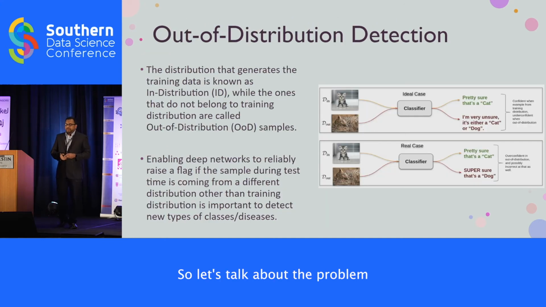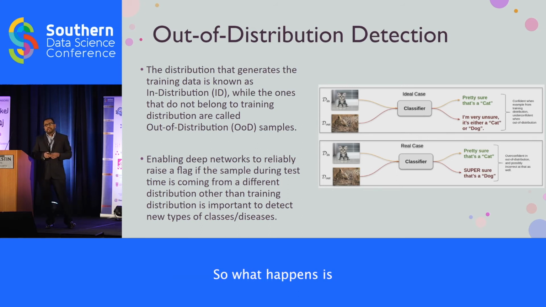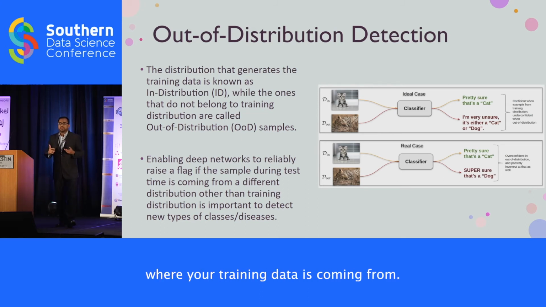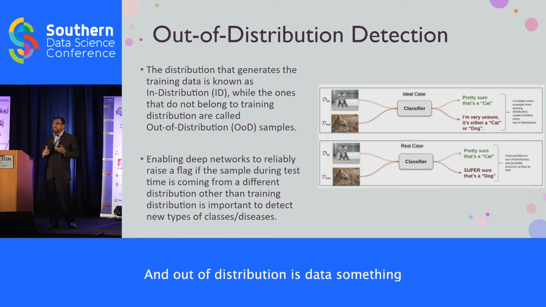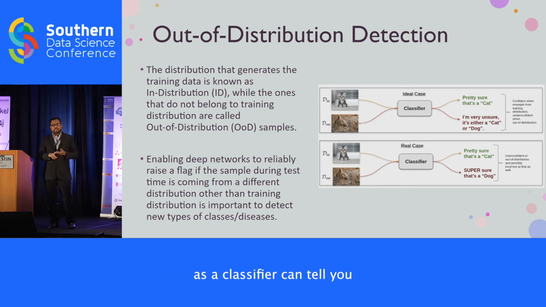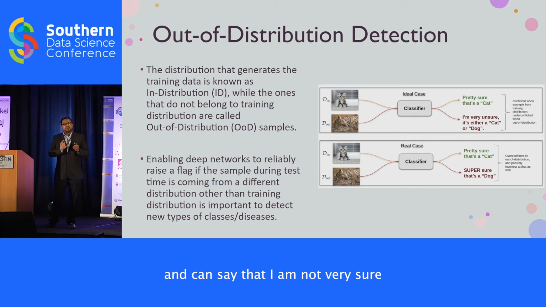So let's talk about the problem of out-of-distribution detection. You want to detect out-of-distribution data. In-distribution is where your training data is coming from, and out-of-distribution is data which is outside. Ideally, in a utopian world, a classifier can tell you confidently about a cat, because that is found in the data set, and can say that it's not very sure whether another image is of a cat or not.